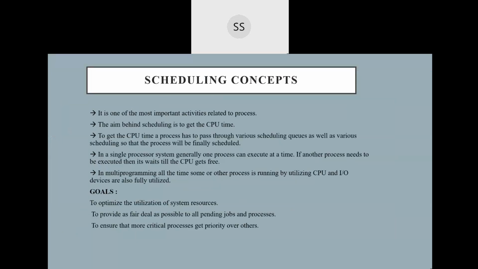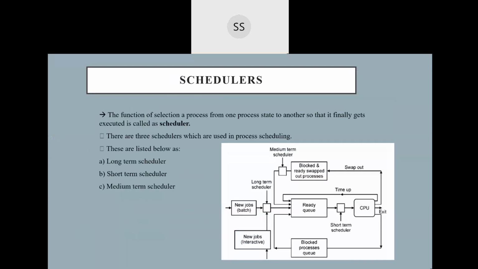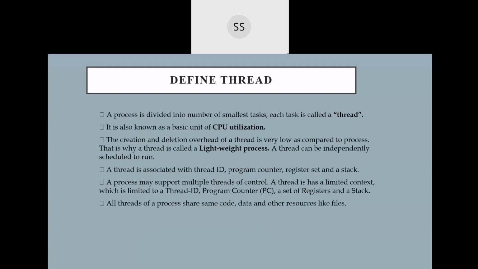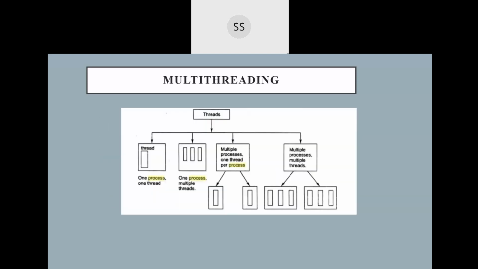So last class we discussed threading and scheduling, right? In that, we defined what is meant by a thread. We said that a process is divided into a number of tasks, and each task is known as a thread. It is basically used for CPU utilization. Every thread is associated with an ID, a program counter, a set of registers, and the stack itself.